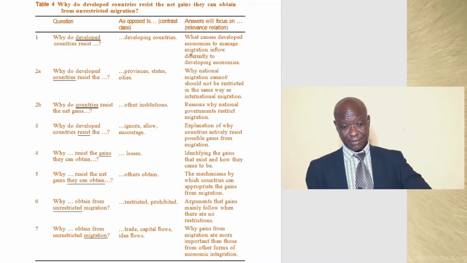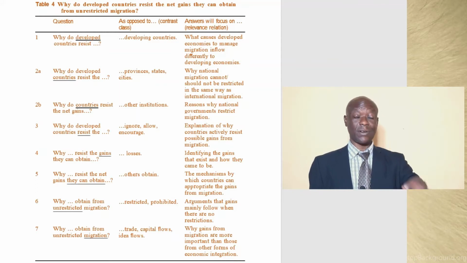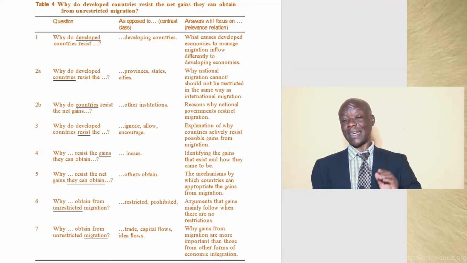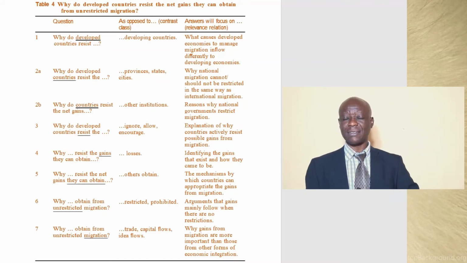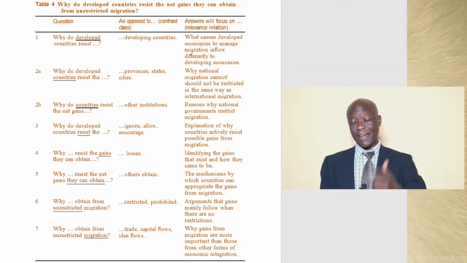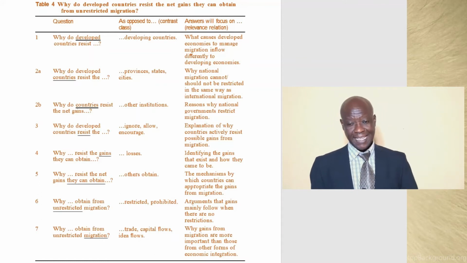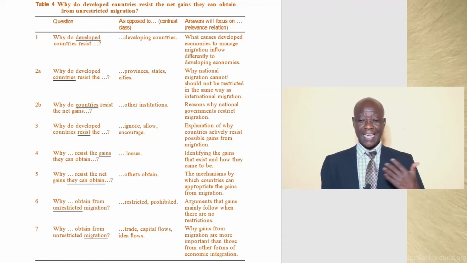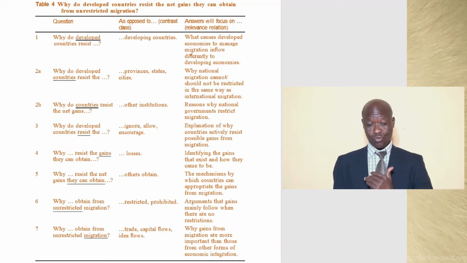Now, there was another argument, if you remember, when we had A and Delta A, that they actually resist because migration has significant gains associated with it, but those countries actually restrict. So supposing after the first step of refining, the question changes to why do developed countries resist the gains they can obtain from unrestricted migration? If that is the case, we now move to step number two.